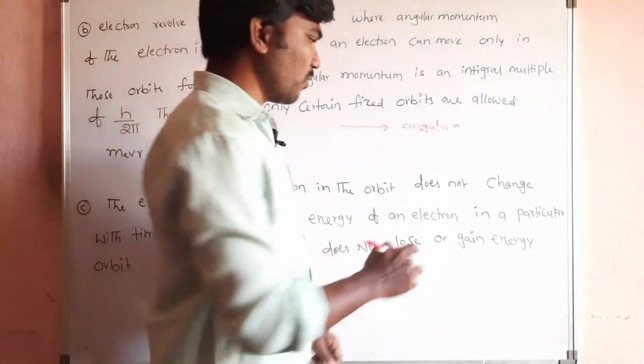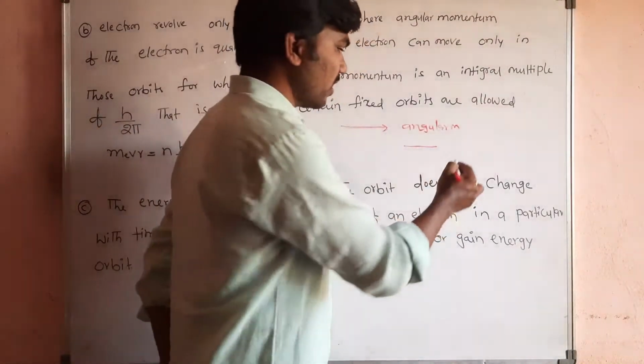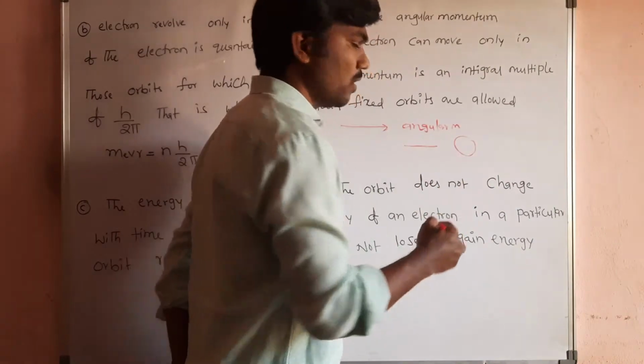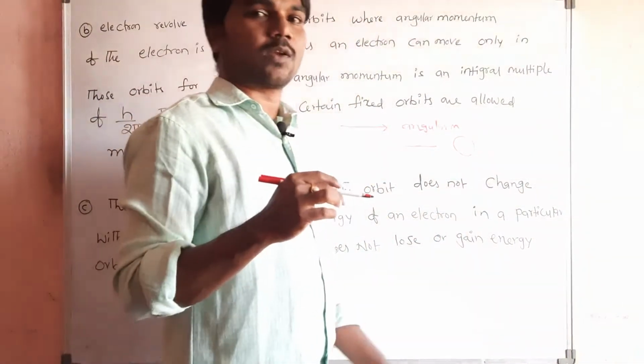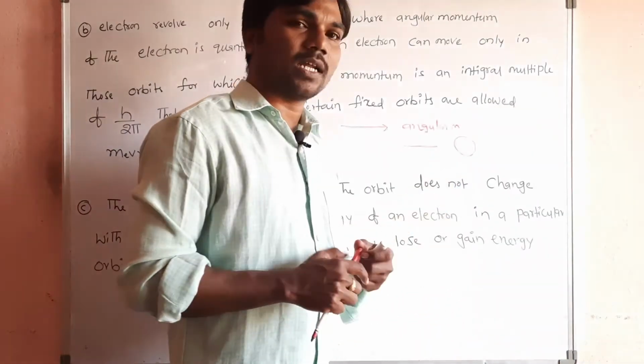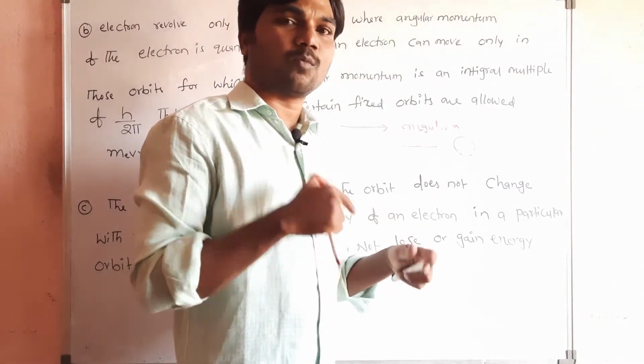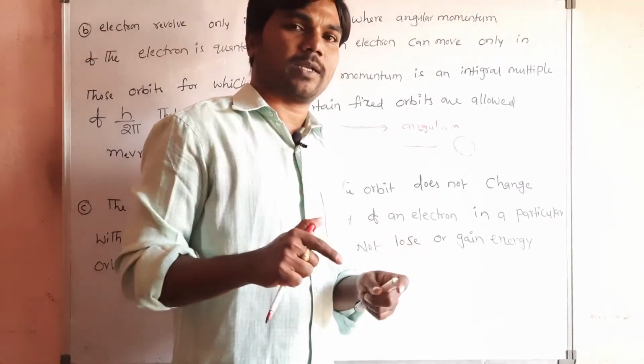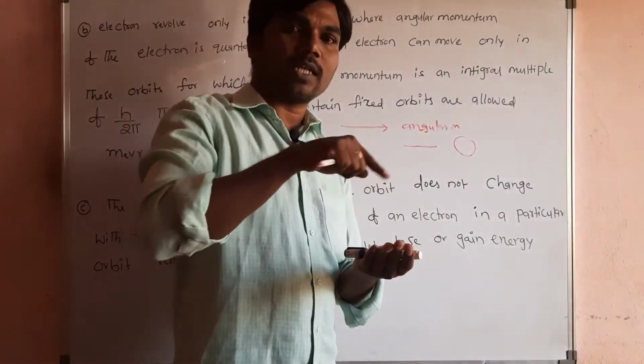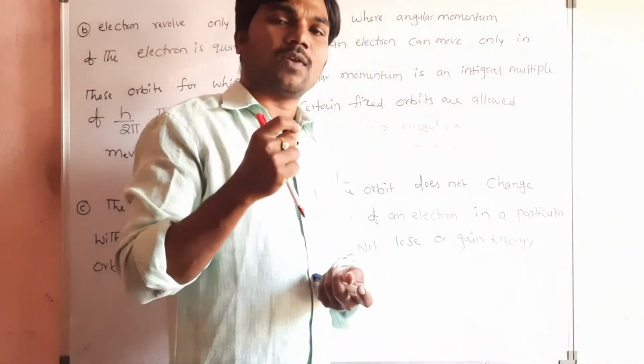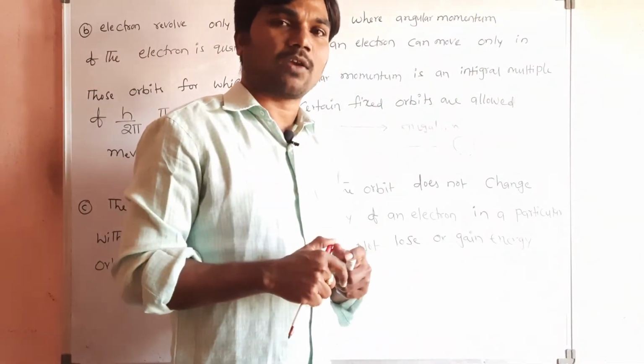But the electron is not moving in a linear direction here. The electron is revolving in a circular manner. So when the electron is revolving in a circular manner, we have to calculate its momentum, but that momentum we call angular momentum. Why? Because the electron is revolving in a circular manner here. So that's why we have to call that momentum angular momentum.